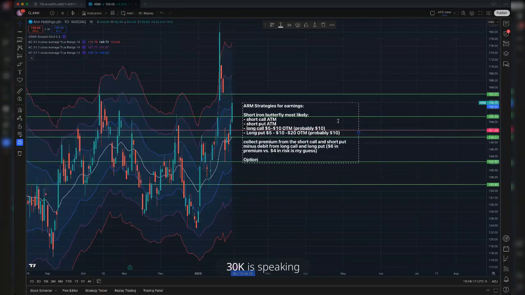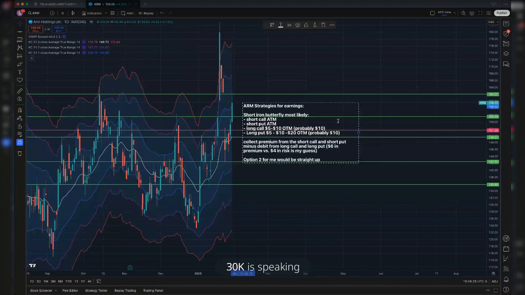Option 2 for me, Randy, is I don't want to bet against ARM, right? Because I believe in their product and it's hard to bet against semis. Option 2 for me would be a straight-up put credit spread. I would probably do one at the money short put, one OTM long put for a 1-to-1 risk to reward.